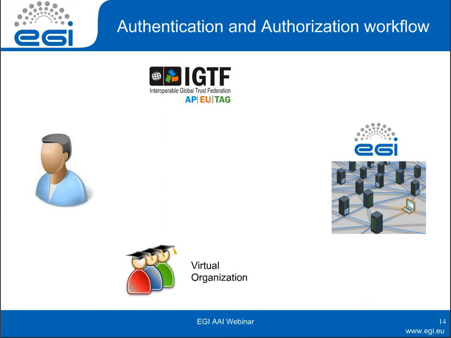On the left side, there's the user. On the bottom, the virtual organization, they call it the VO manager. And the first step is the user has the certificate. The certificate contains information about the identity of the user, whose institution, email, name, surname, etc. This is not about authorization, this is about authentication.